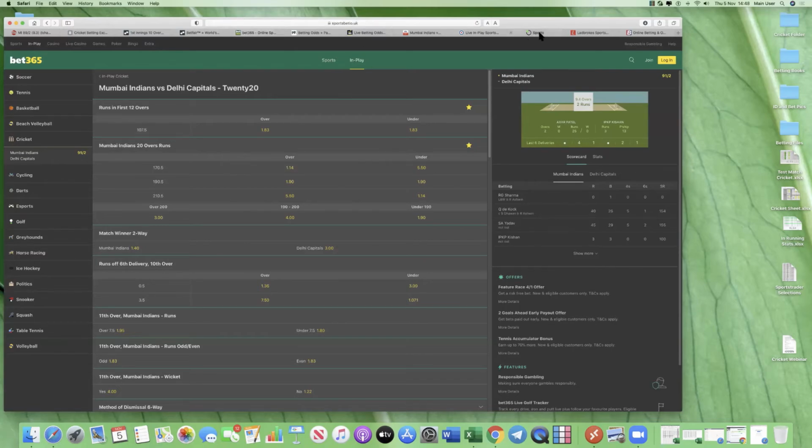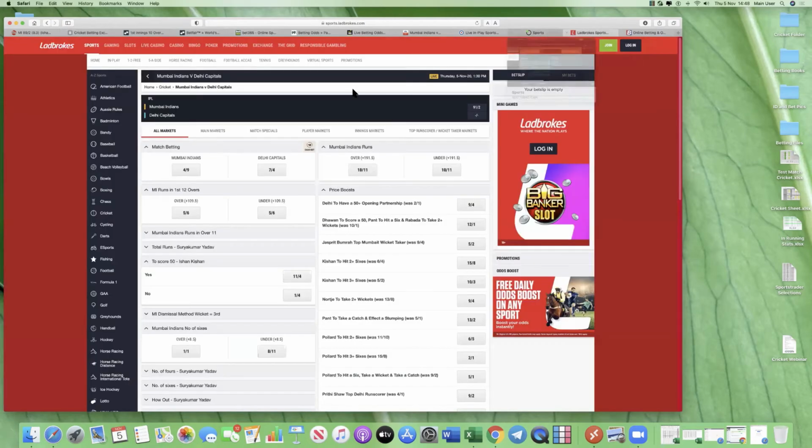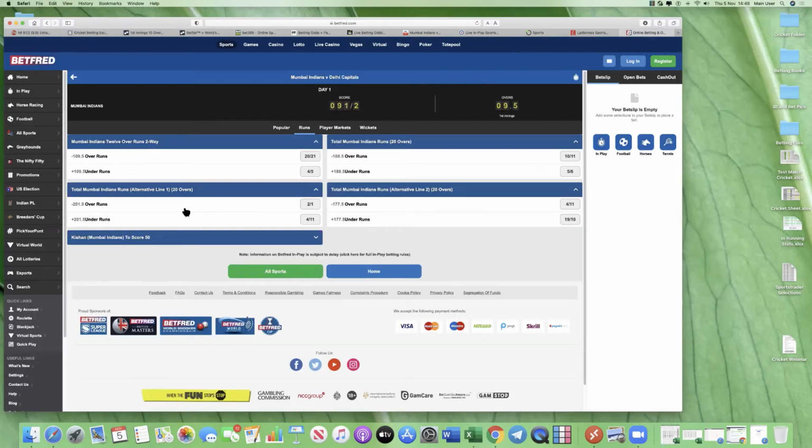But anyway, getting back on topic, Tone, what are you looking at here off the 12 overs? We're 9.5 now. They're still going just under 10 an over now. It has come back a little bit. Where are you thinking we're going to be landing on the 12 over runs?